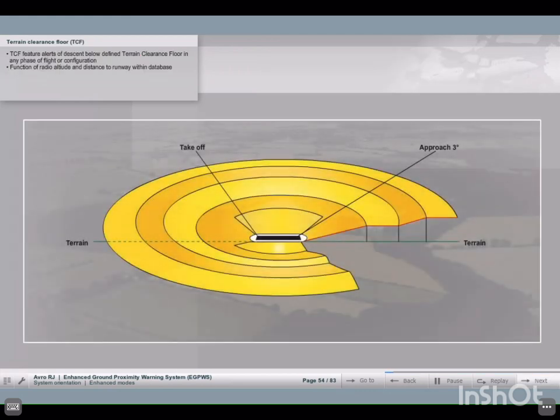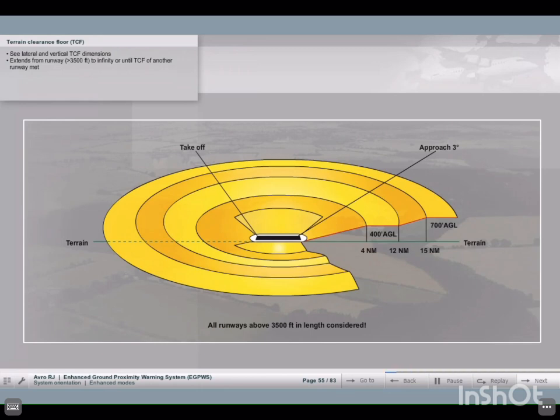The Terrain Clearance Floor (TCF) function enhances the basic EGPWS modes by alerting the pilot of descent below a defined terrain clearance floor regardless of the aircraft configuration and phase of flight. The TCF alert is a function of the aircraft's radio altitude and distance relative to the center of the nearest runway in the database.